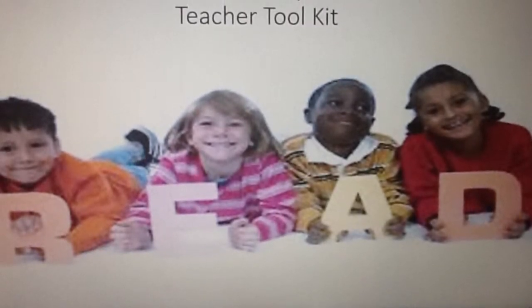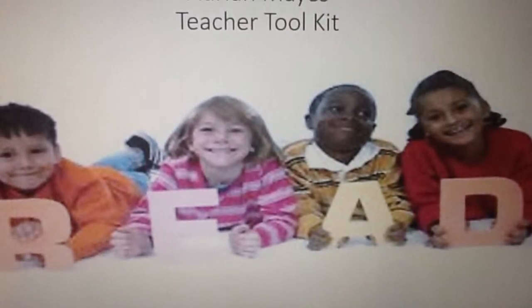My name is Adrian Mays, and this is my Teacher Toolkit. The purpose of the Teacher Toolkit is to have a variety of information such as reading material, assessment tools, and instructional activities that can be used in the classroom to help students develop better reading habits.